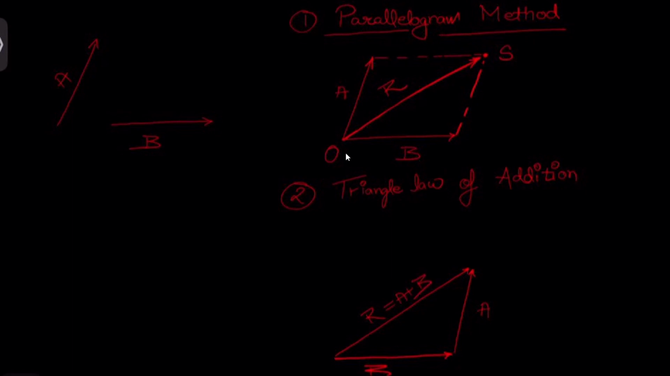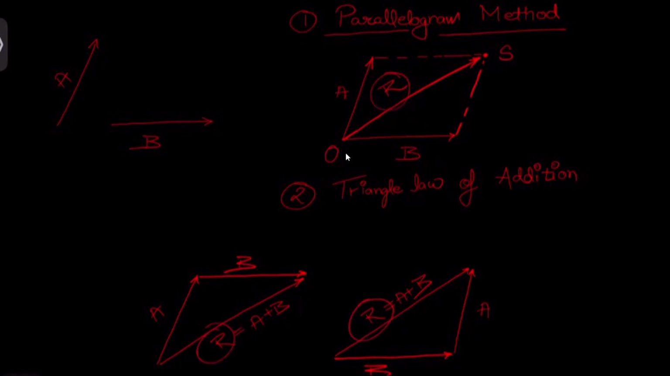I can do it in another sense also. Let us say this is vector A, and this is your vector B kept here. What is the resultant? The resultant is this. So this is again vector R, which is equal to A plus B. As you can see clearly from each of these, the vector R has the same magnitude and the same direction. That is how we can understand the parallelogram method and the triangle law of addition.